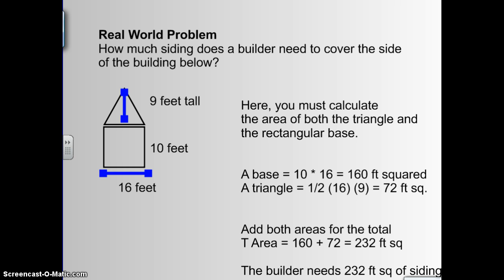The area of the triangle would be 1/2 the base, 16, times the height, which is 9, which is 72 feet squared. So you're going to add both the areas together to get the total area of the side of the house. 160 plus 72. That's 232 feet squared of siding.